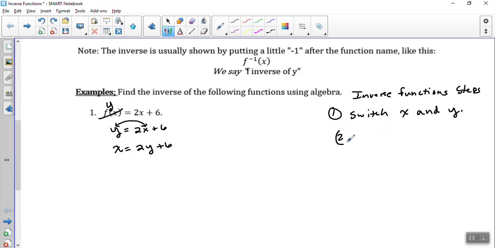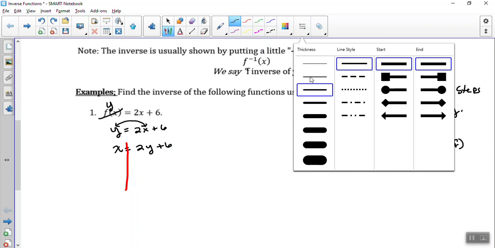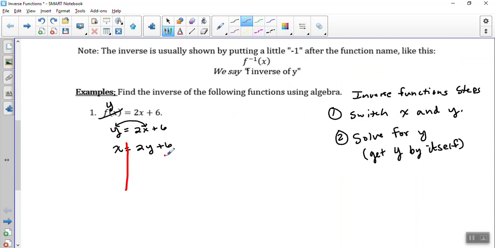Once I've done that, the second step will be to solve for y, meaning we want to get y by itself. Alright, so let's look at how we do this using algebra. This part hopefully is a review for you. To get this y by itself, I need to take everything away from it, right? So we have the -6. We're going to subtract the -6 from both sides first.